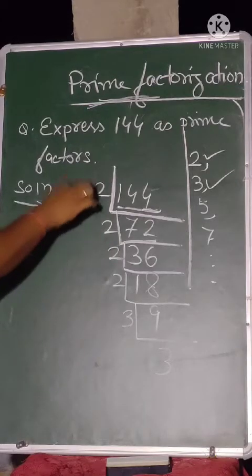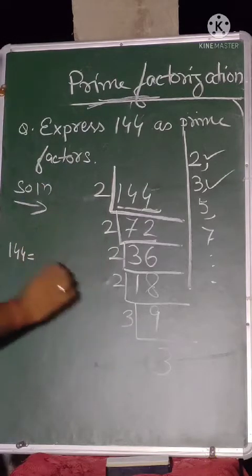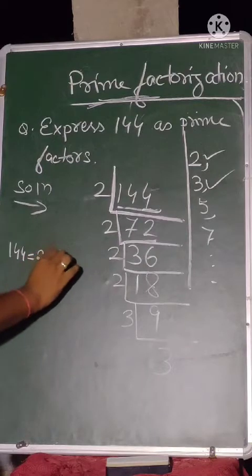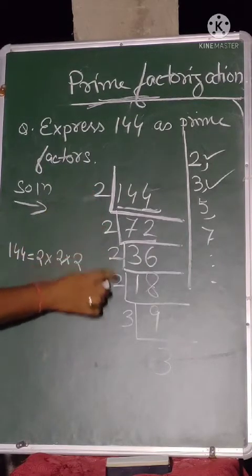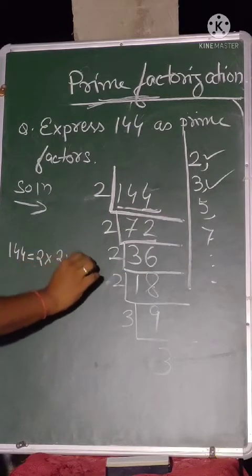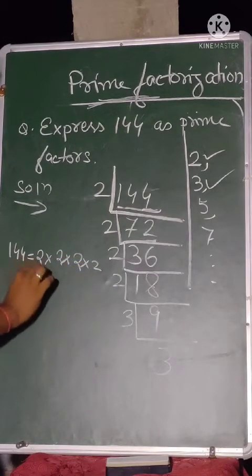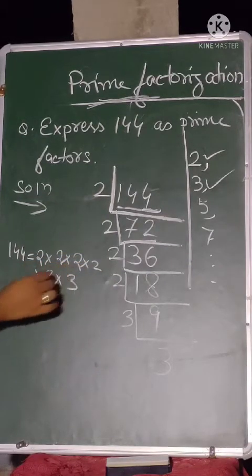144 is equal to, we'll write all these numbers in this way, 2 into 2 into, again 2, how many 2's are there, 1 2 3 4, 4 2's, then again 3 into 3. So in this way we'll express the prime factors of this particular number.